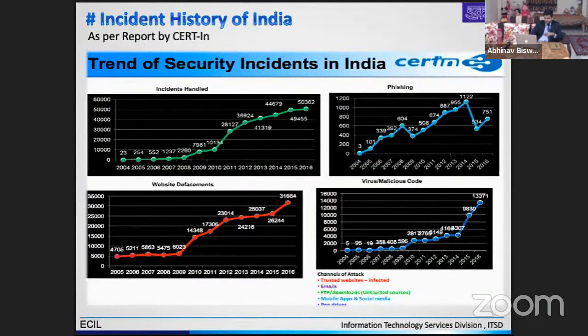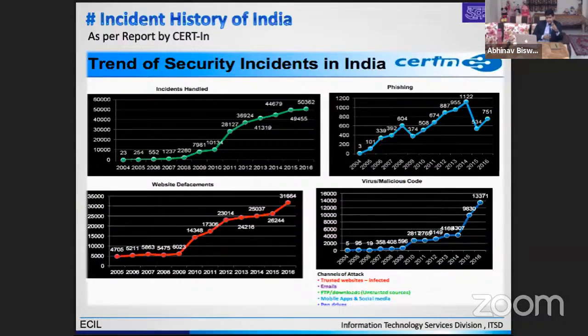So now this is the incident history of India as a whole. This is a report published by CERTIN, Computer Emergency Response Team of India. It is under the Ministry of Electronics and IT. So you see the graph. All graphs are just increasing. Incidents handled, phishing, website defacements, virus and malicious code just keep on increasing over the years.